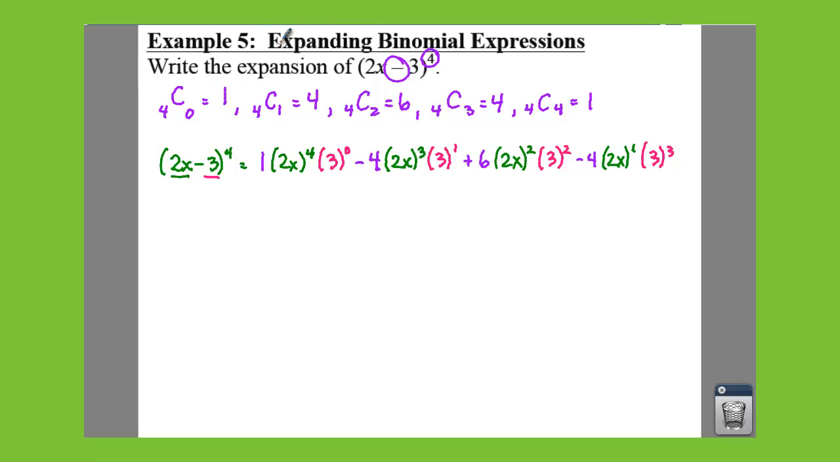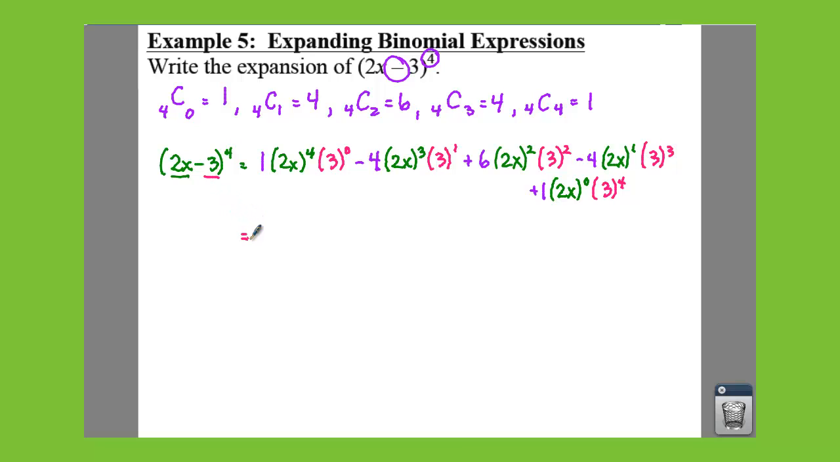And then we're going to have, finally, at the end, a plus 1. We're going to have a 2x to the 0, which means it's not going to be there. I still like to write it out so you can kind of see it. And then a 3 to the 4th, which ends up being an 81 eventually.